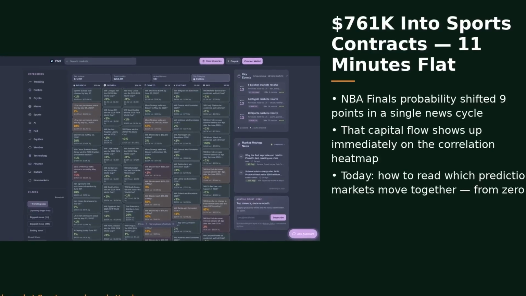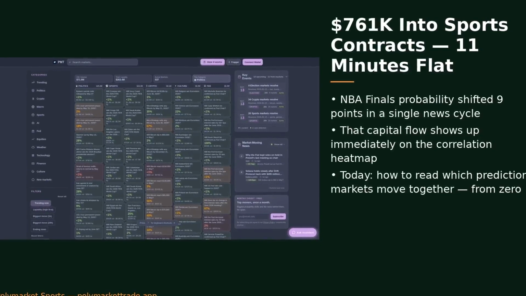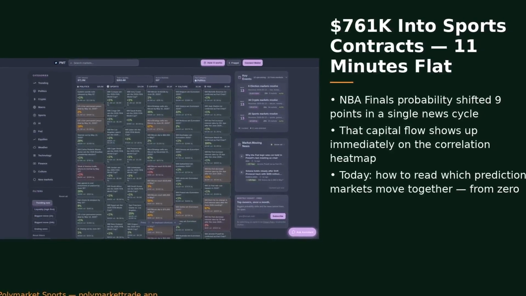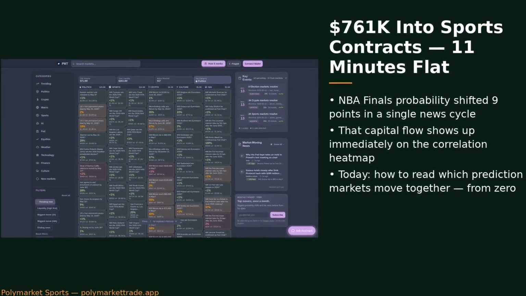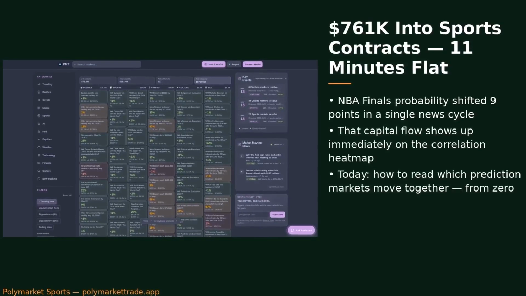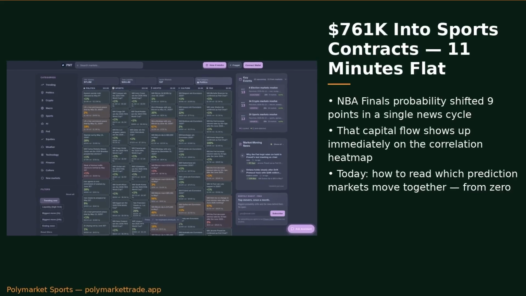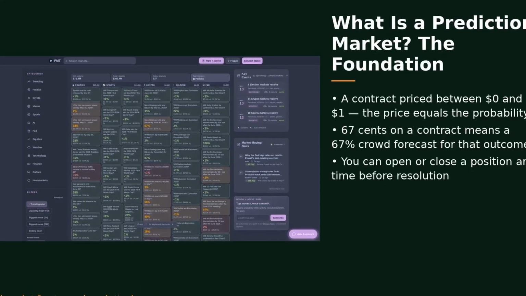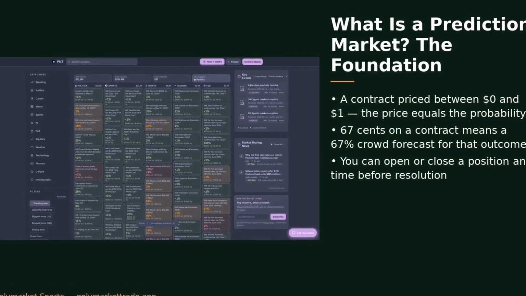Alright, let me open with this: $761,000 moved into sports prediction contracts in 11 minutes flat after a major playoff seeding announcement. That is not random noise. That is the market saying something out loud. And there is a feature on PolymarketTrade that visualizes exactly which markets move together in that window. It is called the correlation heatmap. Today, I am walking you through it completely from scratch.